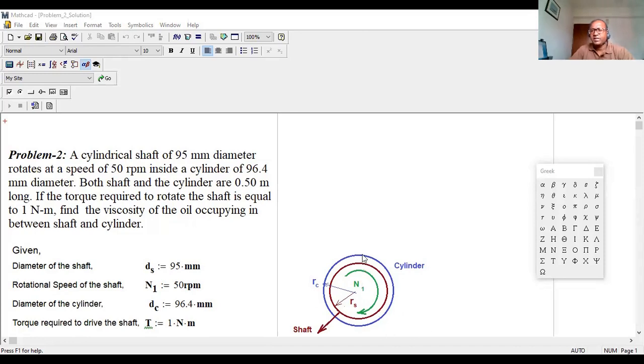This outer one is the cylinder, and the red color shows the shaft. The shaft is rotating with RPM N1. You can easily figure out the radius of the shaft and the radius of the cylinder because the diameter is given. So you get the value of the gap, that is distance y, which is RC minus RS. Let's see how we'll solve the problem. At first you read the problem, then you figure out what data is given.